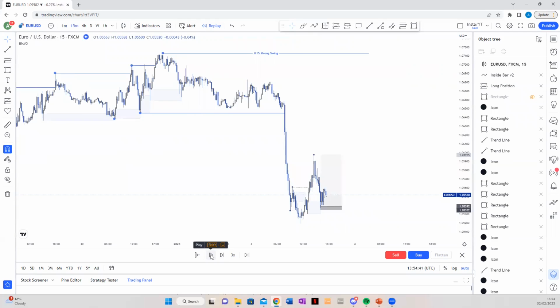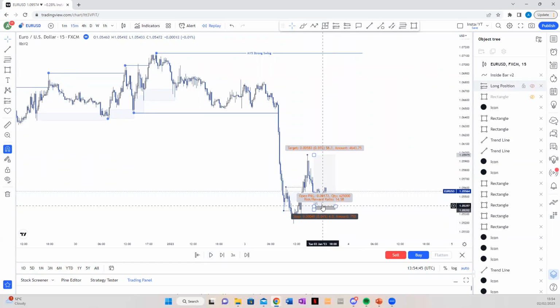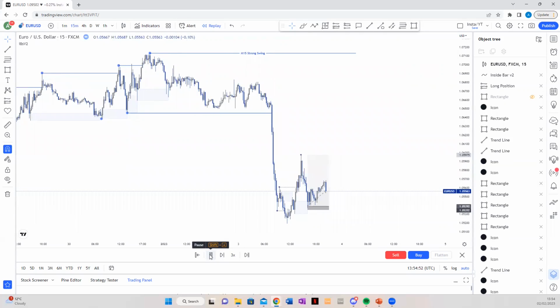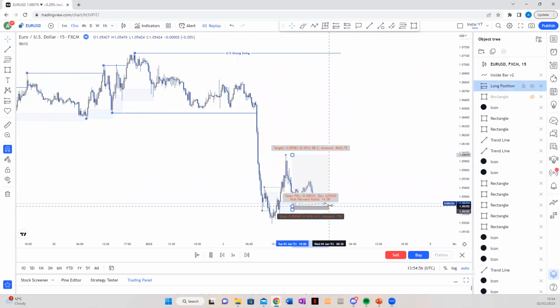And this is where we just remain patient, let price do its thing. Obviously, we can see price comes back down near to our entry, but you've just got to remain patient, trust in your analysis, and just let the trade play out. So you've got to just remain completely patient.